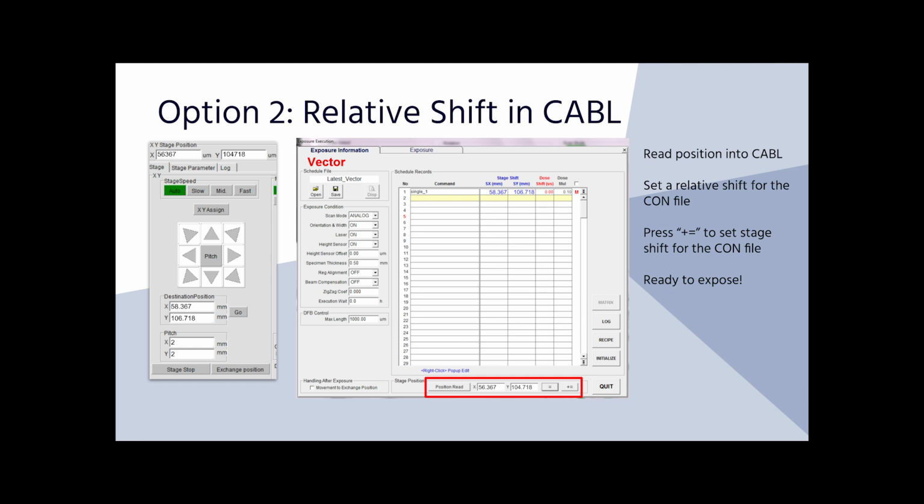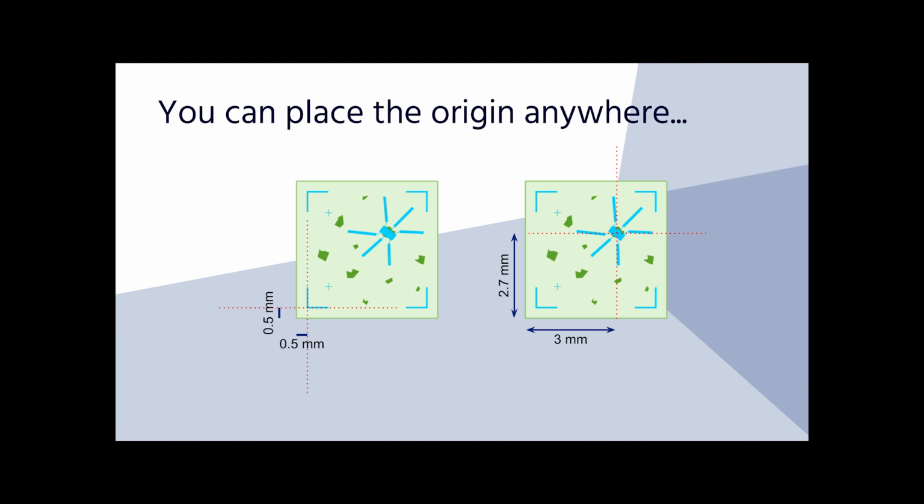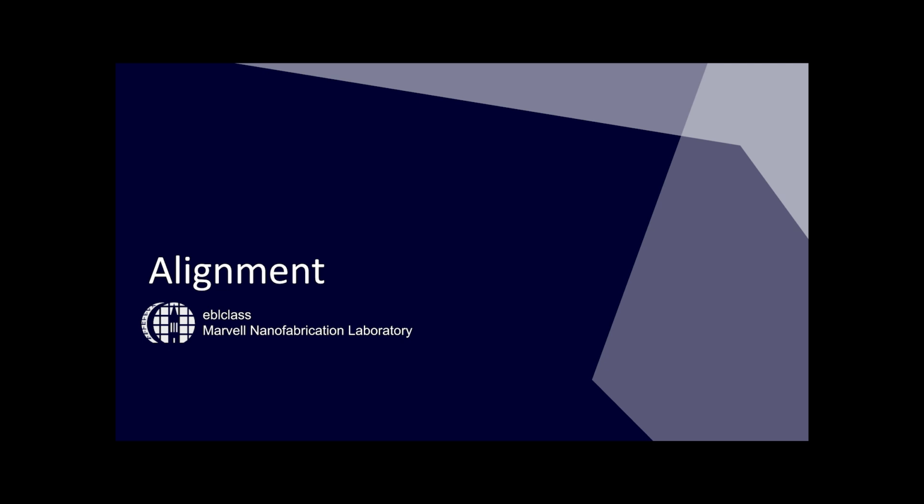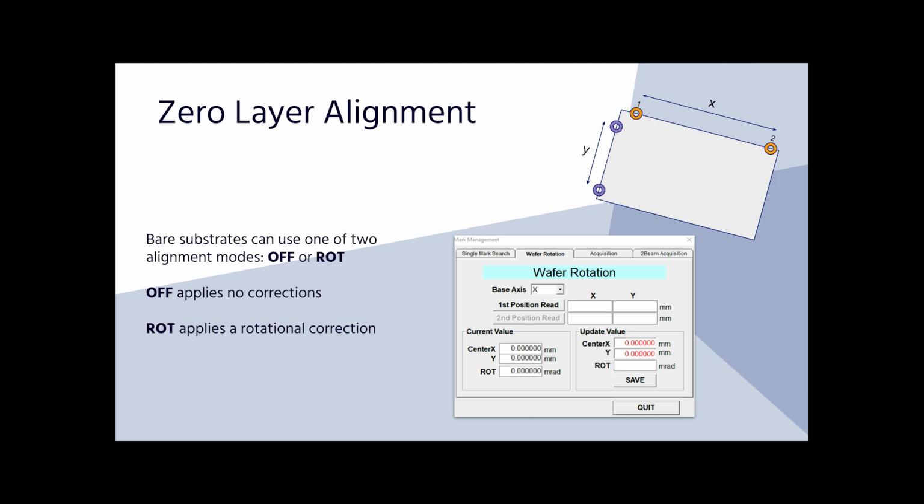Both options yielded the same result, so use whichever method feels more comfortable or intuitive to you. A final comment. In EBL, there isn't a rule that you must place the origin at the center of your design. Place the origin in the location that makes the most sense to you. Here, we have 2 possible alternative origin locations, either of which would work. We can now return to the question of alignment. 0 layer alignment is what you will use if you have a bare sample with no lithography on it yet.